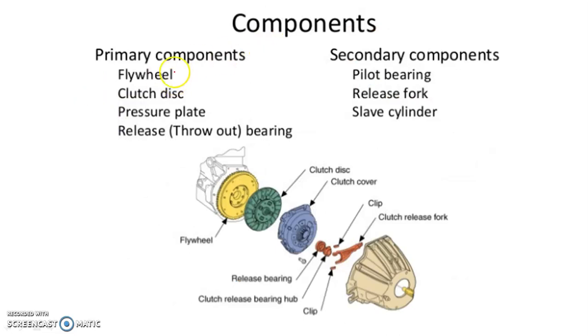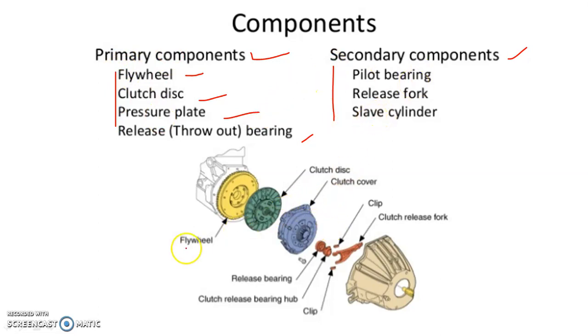What are the components? There are two components. One is called primary components, the other secondary components. So flywheel, clutch disc, pressure plate, release bearing. These are the primary components. Pilot bearing, release fork and slave cylinder. These are the secondary components.